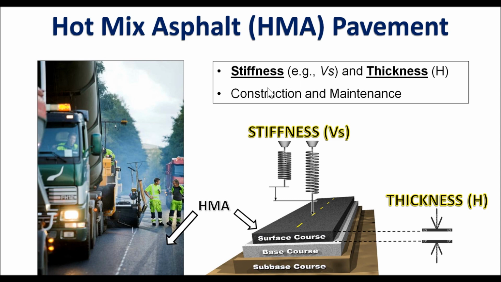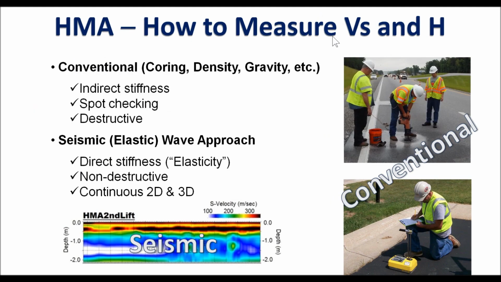So this project will be dealing with the measurement of shear wave velocity and thickness of HMA pavement layer. And we're going to use a seismic approach. And how does this seismic approach compare to the conventional approaches that have been measuring this stiffness and the thickness of HMA layer? Well, there are pros and cons, but if this works properly, then there will be a lot more pros than cons.